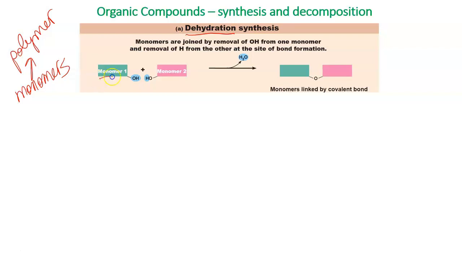So in a monomer, this monomer here has an OH. This monomer here has an OH as well. And if you take water, if you dehydrate these two side groups of these monomers, then they will form a bond with their oxygen group, a covalent bond, and they will form a polymer.